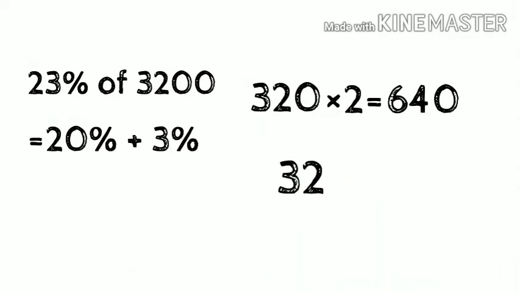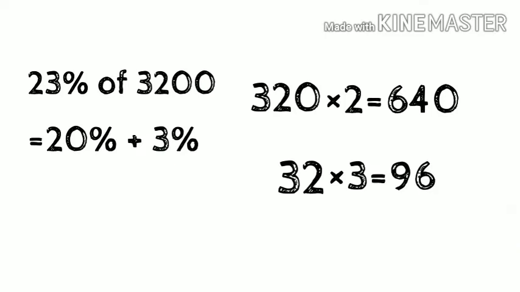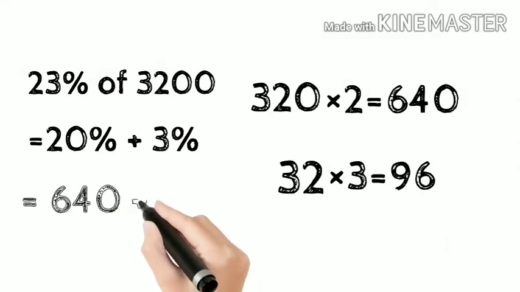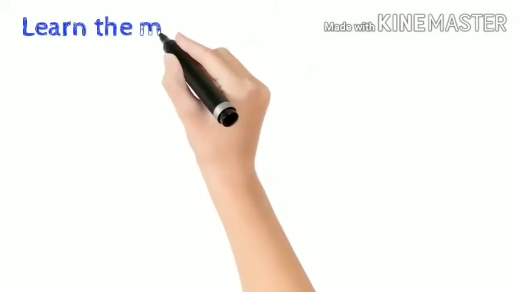So what will be 3%? It will be thrice of this number, right? 32 into 3 gives us 96. Now by adding 20% and 3%, we'll get the final answer for 23%. So the answer is 640 plus 96, which gives us the final answer, that is 736. Now once you understand all the steps, you should try to do the problem in your mind itself.